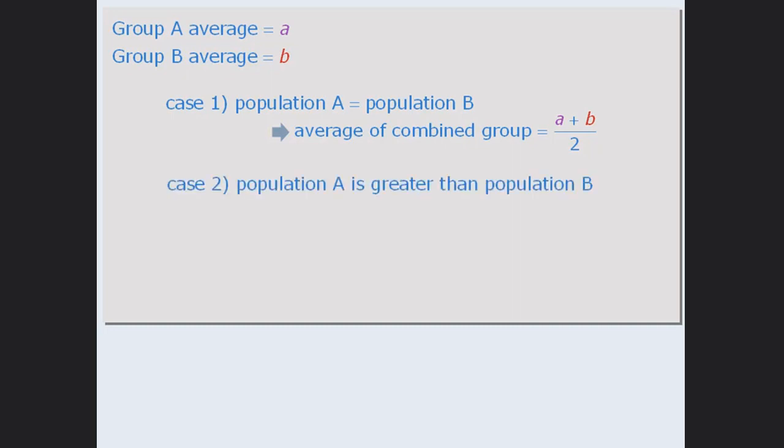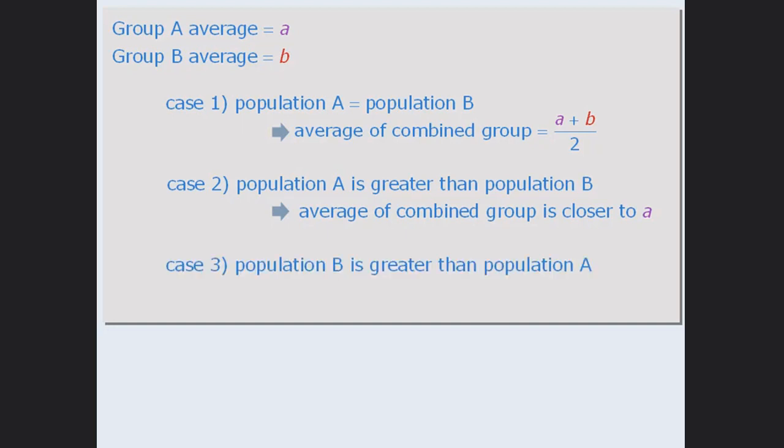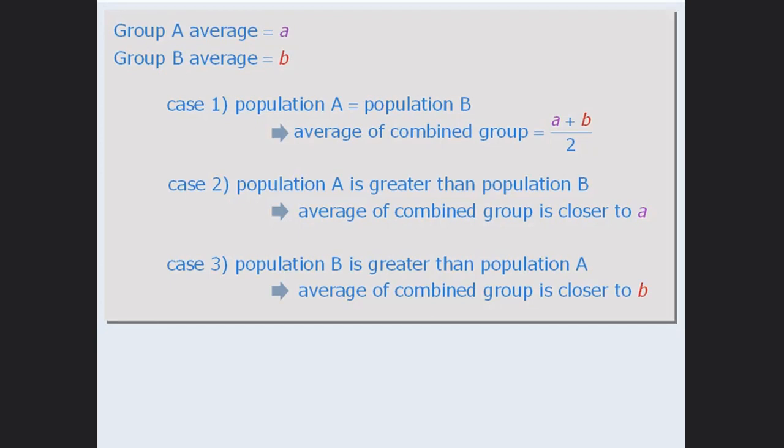Case 2 is that the population of Group A is greater than the population of Group B. If this is the case, then the average of the combined group will be closer to average A than it is to average B. Finally, case 3 is that the population of Group B is greater than the population of Group A. If this is the case, then the average of the combined group will be closer to average B than it is to average A.